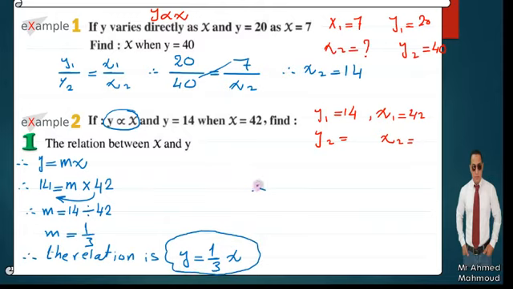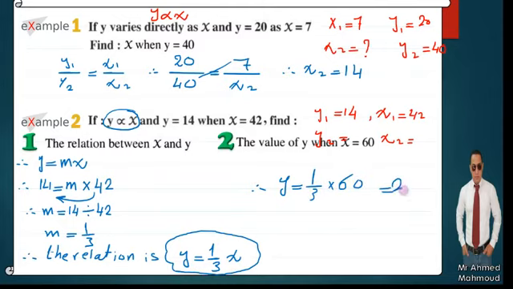Therefore, required number 2: find the value of y when x equals 60. If x equals 60, find y. So y equals 1 over 3 times 60, which equals 20.